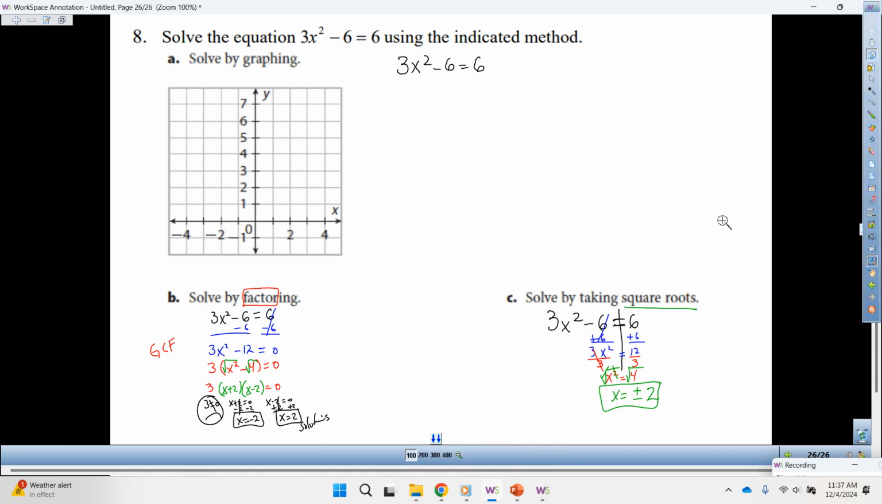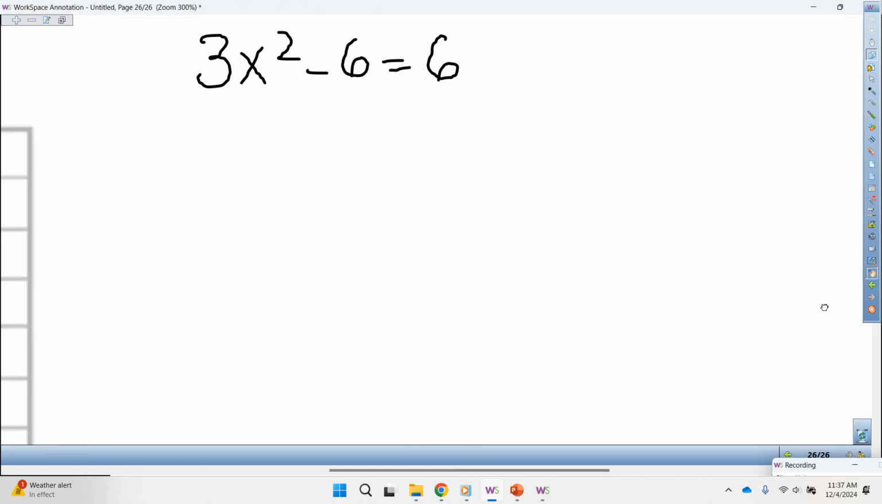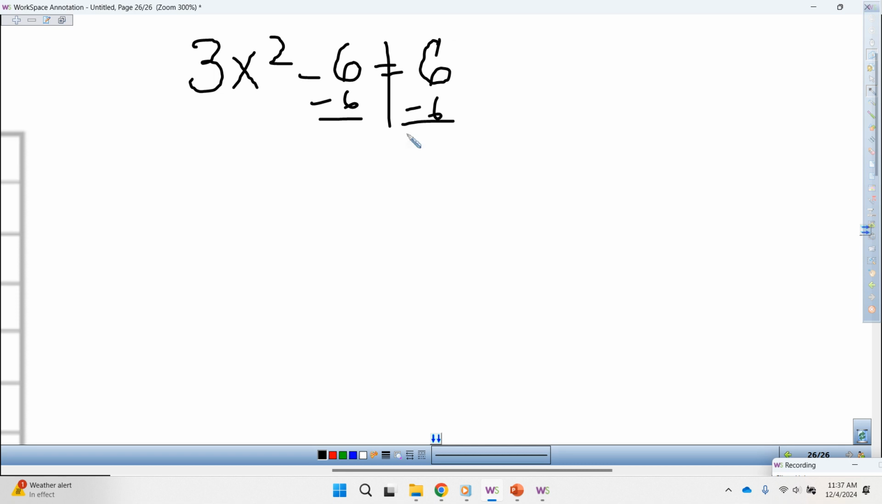Here we go. For graphing, we need to set it equal to 0 again, and then change the 0 to y. So, to change it to 0, what do we do? Subtract 6, subtract 6. We end up with 3x squared minus 12 equal to 0. And then we change the 0 to what? Back to the original, which is y.